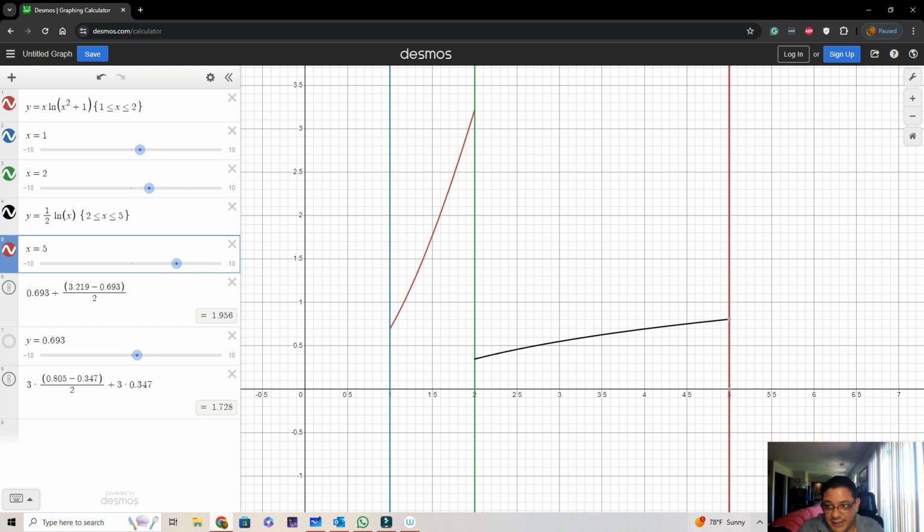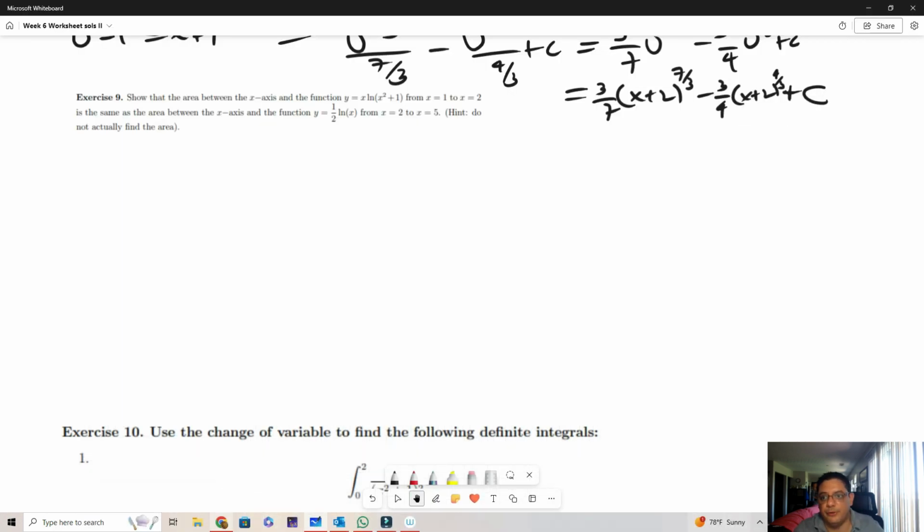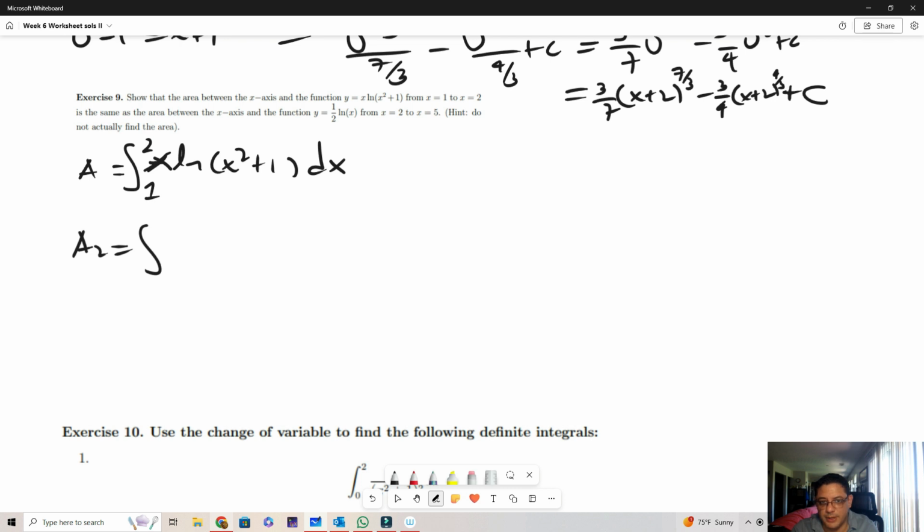So the numbers are getting close, but not exactly equal. It will probably be much more precise if we really find the area under the curve. As you can see, the statement of those areas will be the integral between 1 and 2 of x log of x squared plus 1, and the second area statement would be from 2 to 5 of 1/2 log of x.